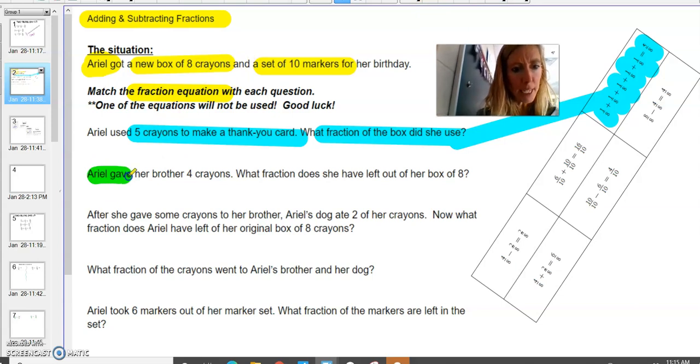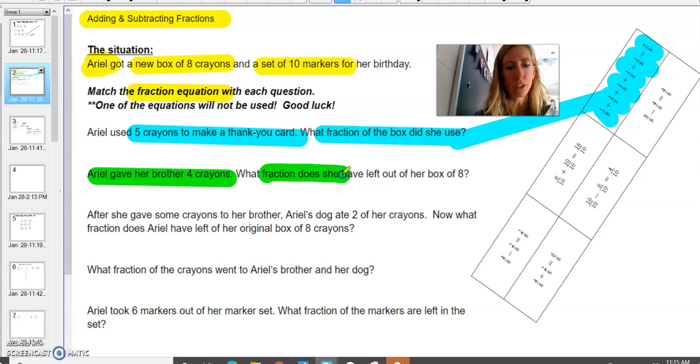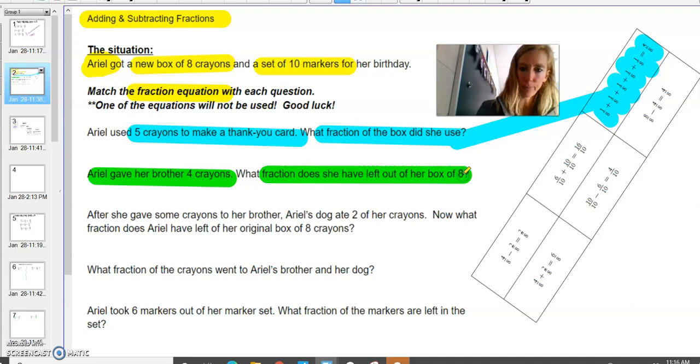Ariel, next situation, gave her brother 4 crayons. What fraction, oh, she's so nice. Her brother's like, I wanted crayons. And she's like, you know what? I will give you some, because I love you and you're my brother. What fraction does she have left out of her box of 8?